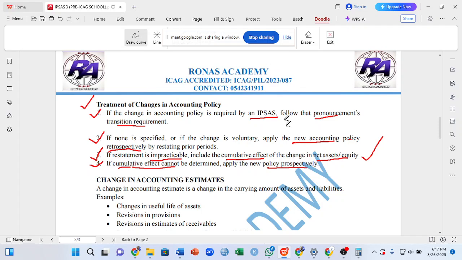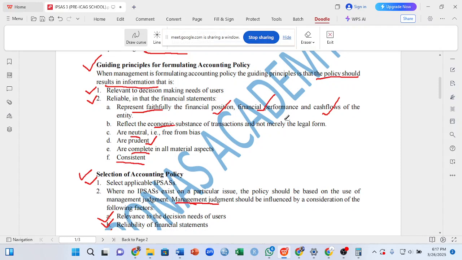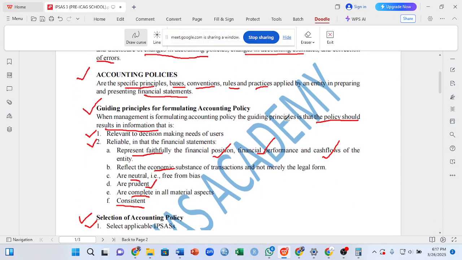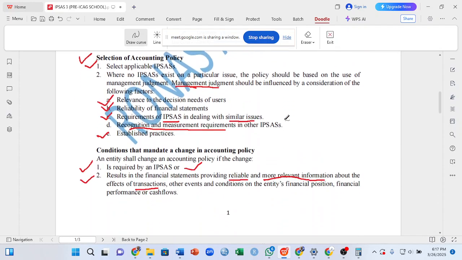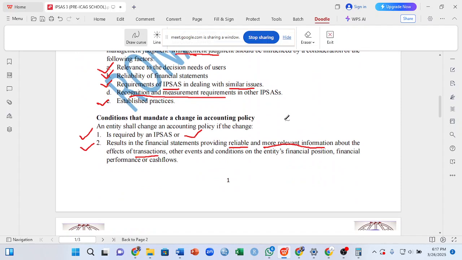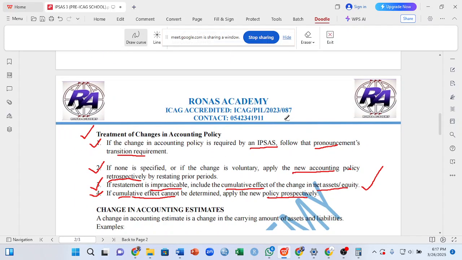Is there a question on changing accounting policy? So we are done with the theory on changing accounting policy, from the definition, guiding principle, its selection, what will warrant you to change, and then the treatment. Is there a question? No, sir. Okay. If that's the case, then let's move to the next subtopic.